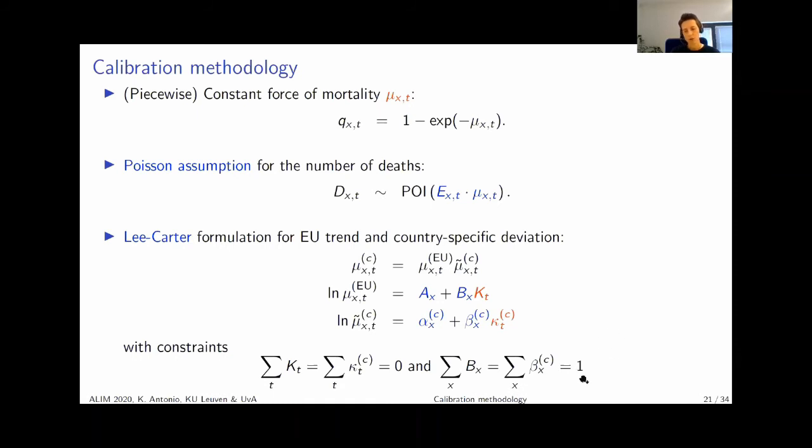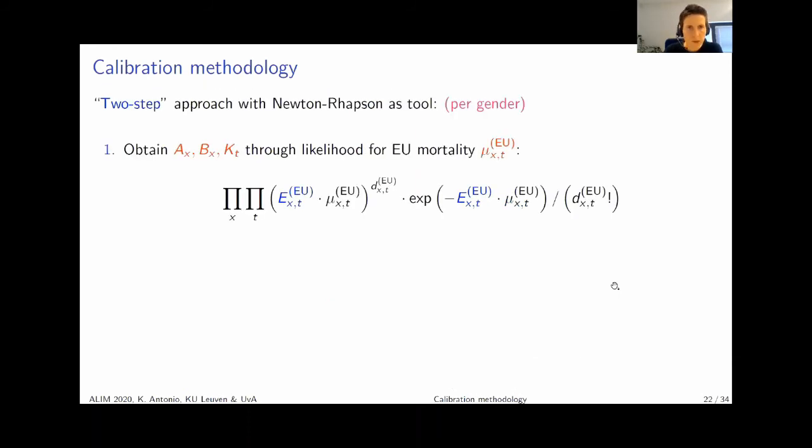So we're going to see now how I will calibrate this model. And this is how we're going to do it. We're going to do it in 2 steps, and we're going to use univariate Newton-Raphson steps as our underlying tool. And I'm going to do this procedure for each gender separately. So I'm going to do this for the male data, and then repeat this for the female data, or vice versa. So I'm going to fit this model for each gender that I wish to consider separately.